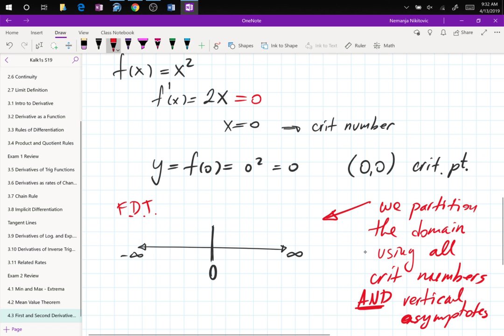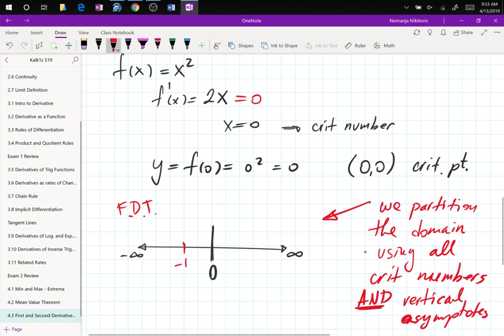Your domain for any polynomial function, you know that from pre-calc, is all real numbers, from negative infinity to positive infinity. Our calculation gave us critical points, and certain other functions will have vertical asymptotes as well. So we put these barrier walls, which create these intervals.